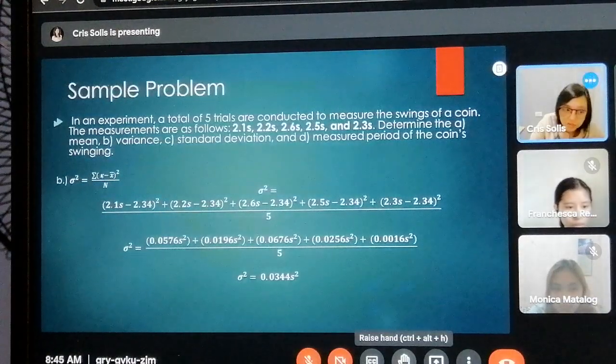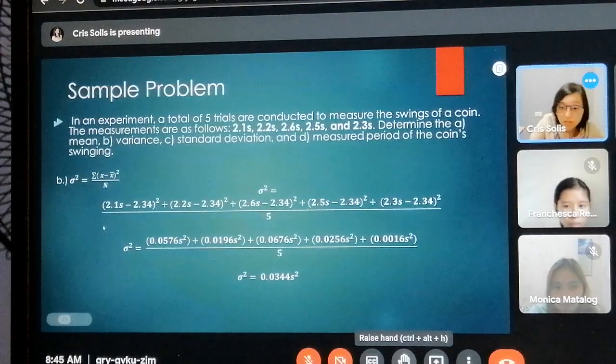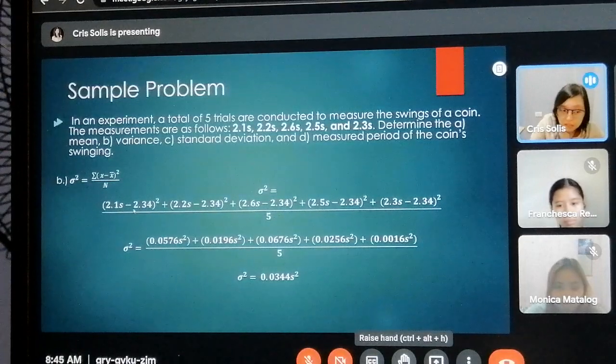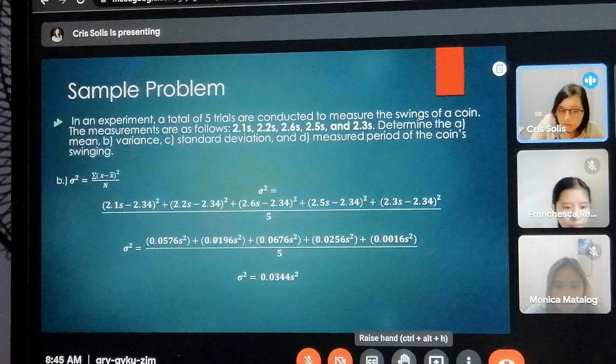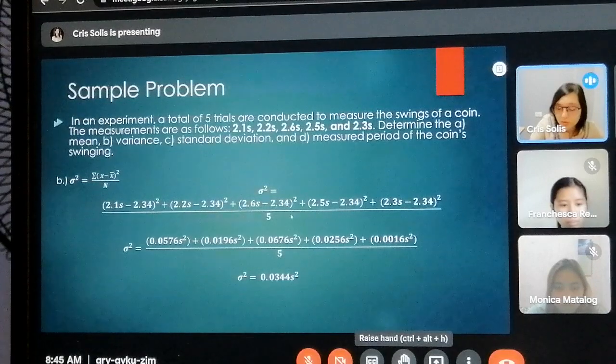You have to add the answers for x minus your mean, squared. So here, 2.1 minus 2.34, this is your mean. Once you get the answer, you have to square it. Kaya po naging 0.0576 seconds squared. 2.2 minus 2.34, square it, 0.0196 seconds squared. 2.6 minus 2.34, again, subtract, square, you get this. Same ulit, ganun ulit. Subtract, square, subtract, square.